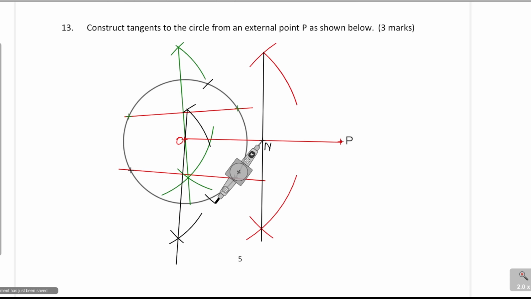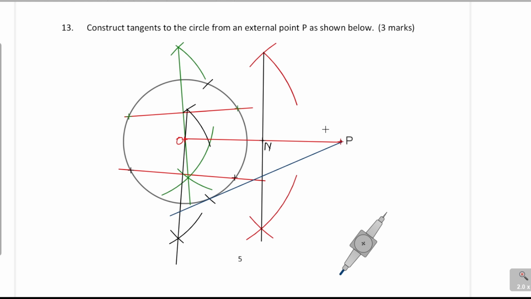The circle. So you can see you've made two arcs. So you have this arc and you have this arc. Take the ruler now. You are now constructing the tangents. Take a ruler and then draw a straight line touching that point.